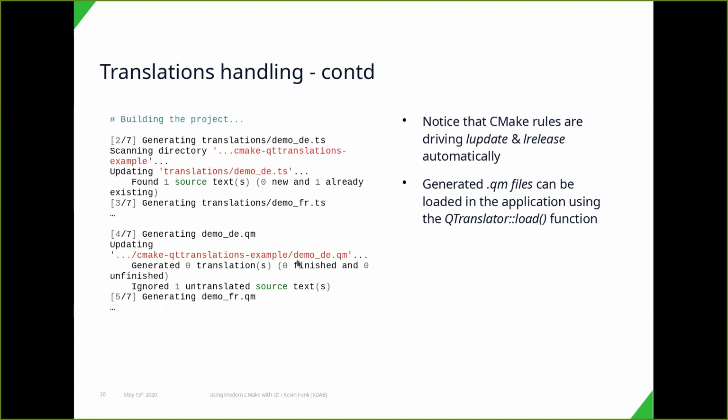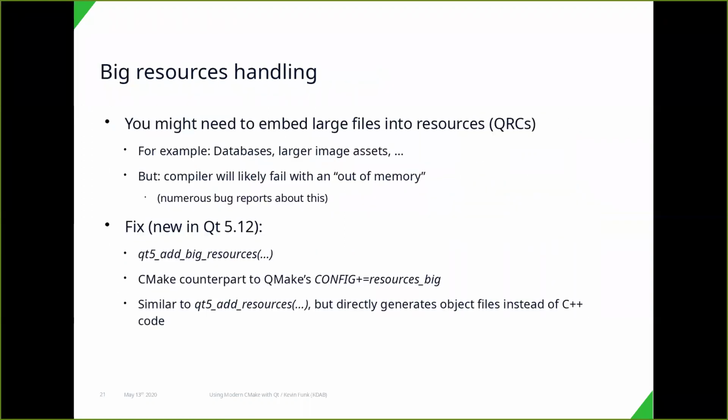So in the end, you end up with QM files. You can either deploy them to a resource and then load them using QTranslator::load, or you can also just place them in the build directory and load them there, or you can also install them via CMake install routines. There are a couple of examples about that on the documentation page as well. But yeah, that's basically the magic for this.